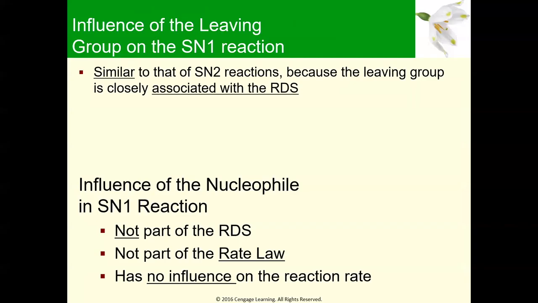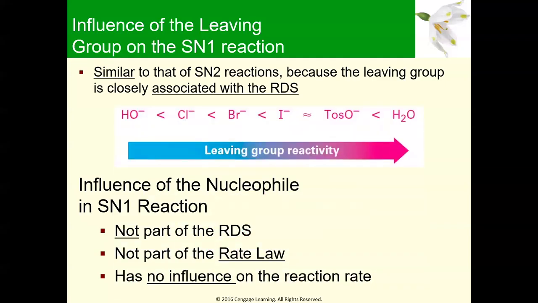Well, for the leaving group, it's the same as what we talked about for the SN2. It's similar to that of SN2 reactions because the leaving group is closely associated with the rate determining step. So the SN1 reaction will go faster the better the leaving group. Poor leaving groups will go slower, and the better the leaving group, the faster the SN1 mechanism is. And so you can see that at the very fastest here is H2O.